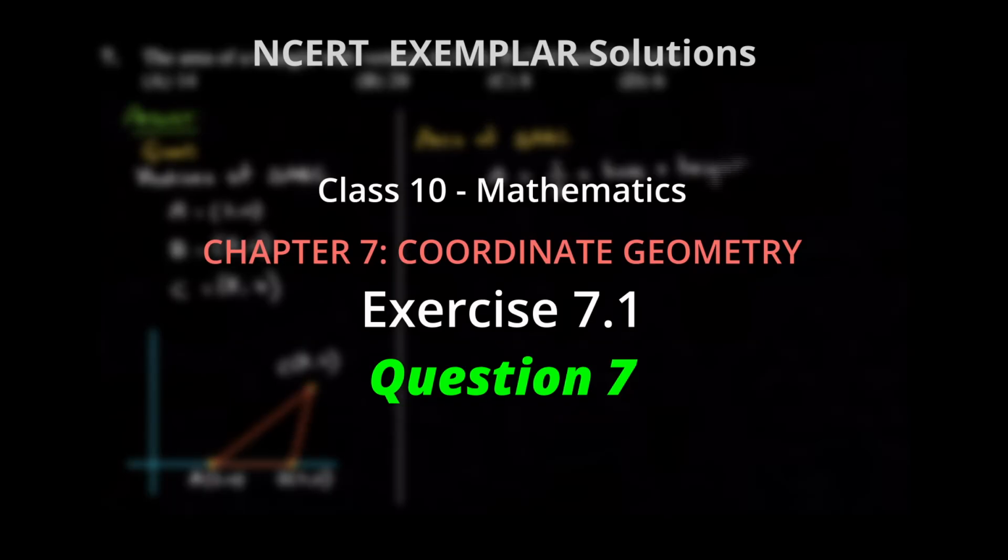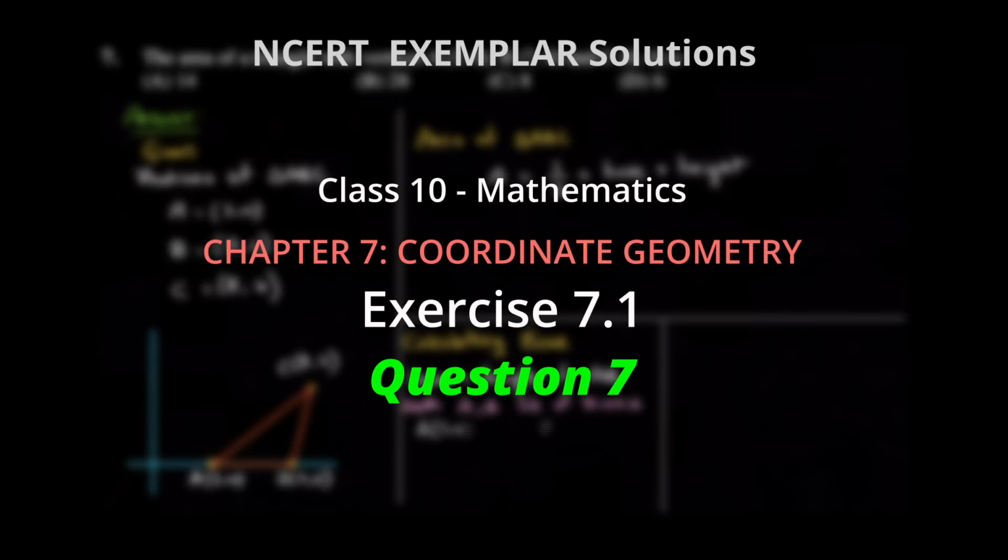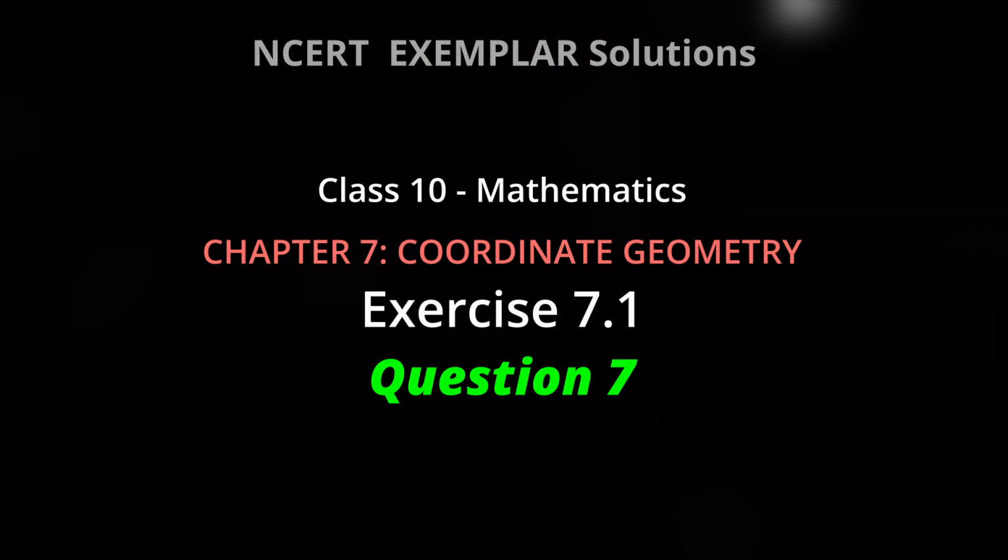NCERT Exemplar Solutions, Class 10, Maths, Chapter 7, Exercise 7.1, Question number 7. The area of a triangle with vertices A (3, 0), B (7, 0) and C (8, 4) is: option A 14, option B 28, option C 8, or option D 6.